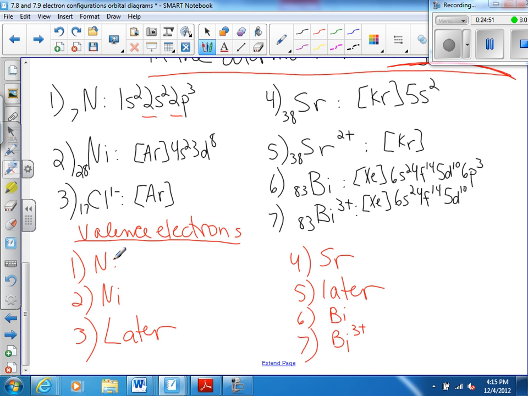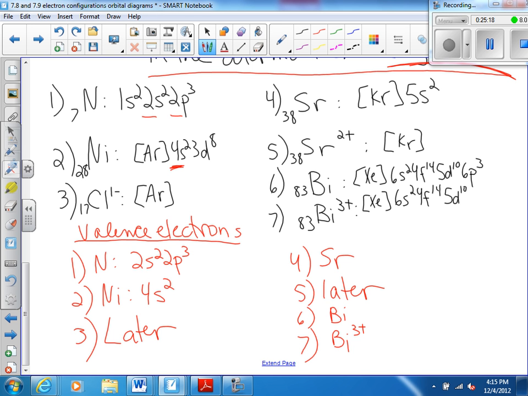Sorry, I just filled in each different element. So for nitrogen, the valence electrons would be 2s2, 2p3. That's it, you're done. And if you feel like you can do this on your own, go ahead and fill these in and pause the video. So nickel, the highest shell number is 4. I do not include my 3Ds. Nickel, the valence electrons, the outer shell electrons, 4s2.